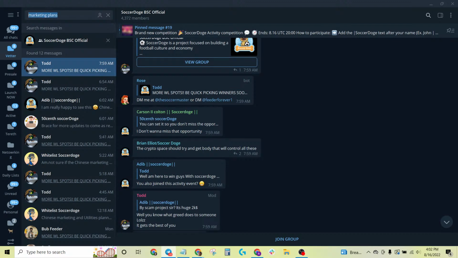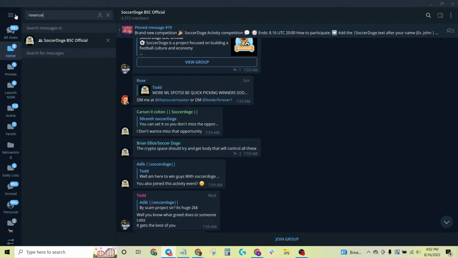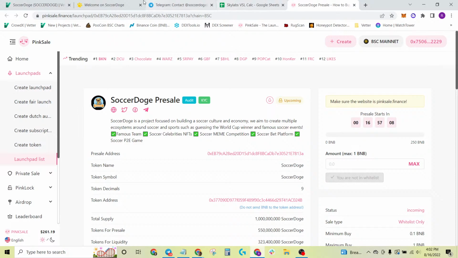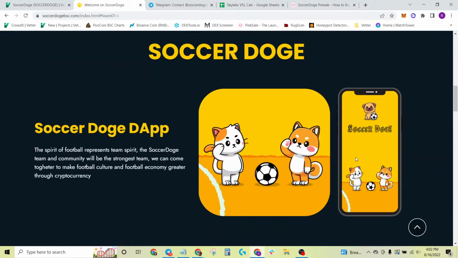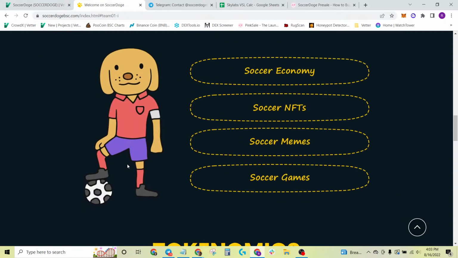So the last thing I'm curious about is revenue. I don't necessarily suspect that if I search this, I'm going to get an answer. We tried to look at the white paper and there was nothing there for us. I would imagine that maybe they're going to try to build some revenue through their dApp. Let's see what it says here. The spirit of football represents team spirit. The Soccer Doge team and community will be the strongest team. We can come together to make football culture and football economy greater through cryptocurrency. That doesn't really tell me much.